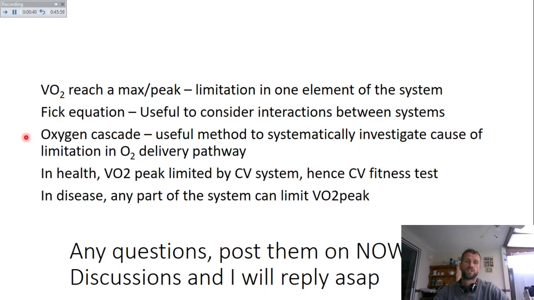And in health, what the data indicates is that our VO2 peak is limited by our cardiovascular system, which is why it's traditionally been called a cardiovascular fitness test. However, in disease, any part of the system can limit your VO2 peak. So then in certain circumstances, it ceases to be a cardiovascular fitness test because it can be limited by things that aren't related to your cardiovascular system.